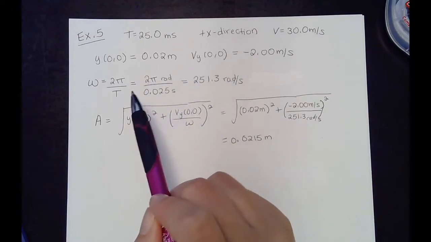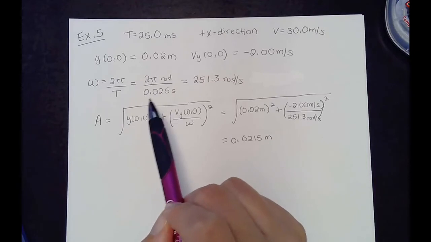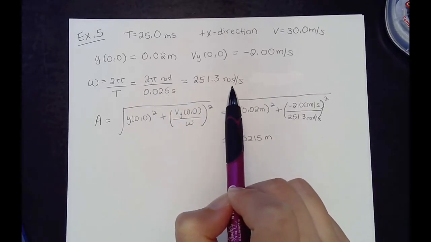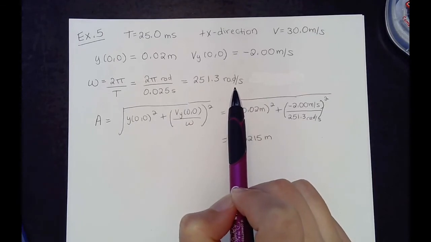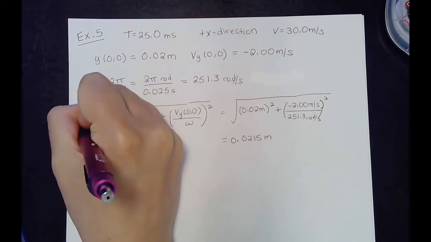Then we can quickly find omega. We're going to need that, so 2 pi over the period. 2 pi over 0.025 seconds gives 251.3 radians per second. Okay, so for part A, we want the amplitude and then the phase angle.